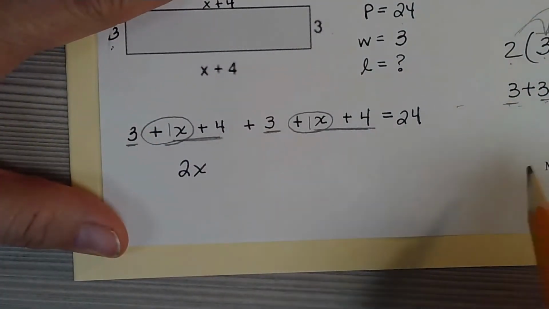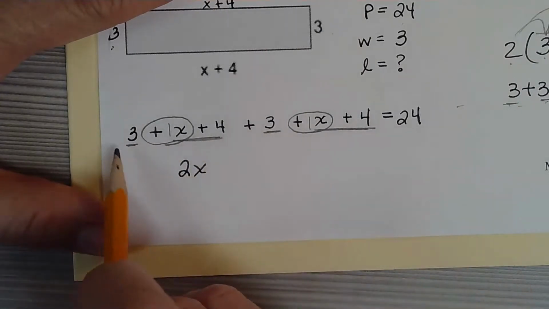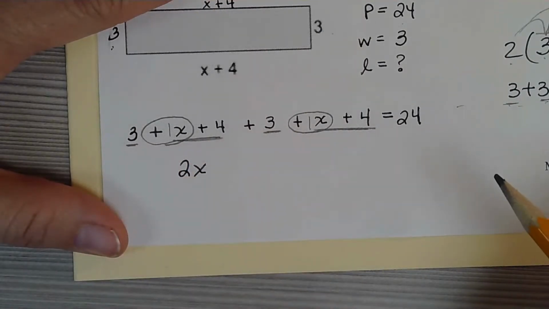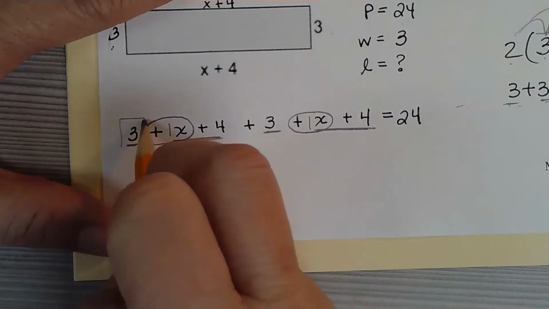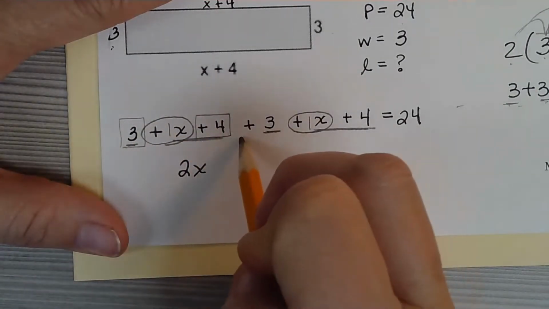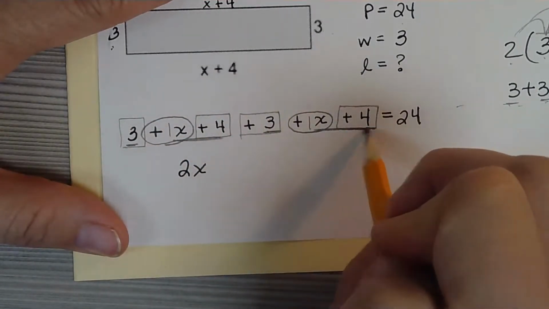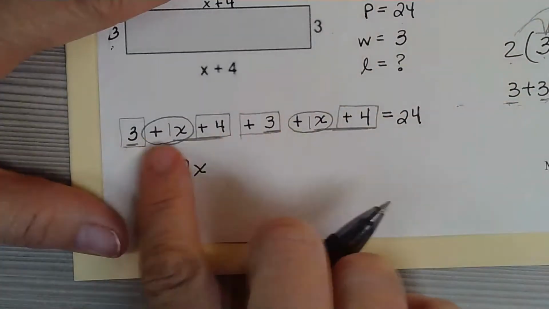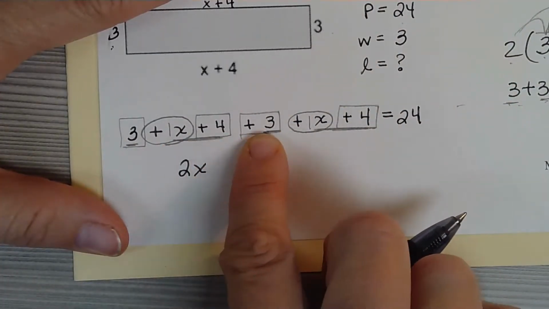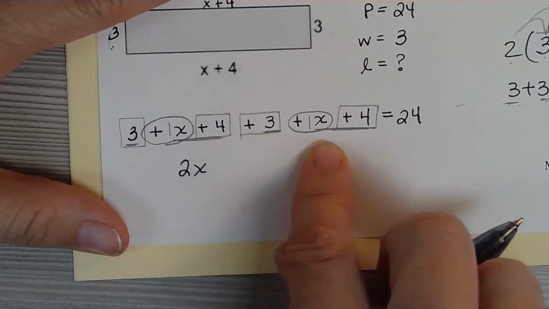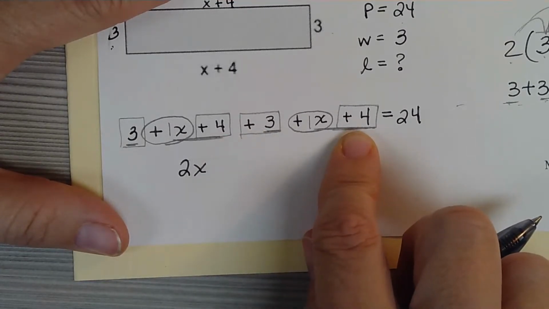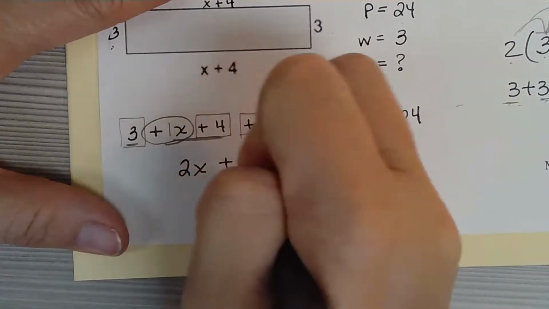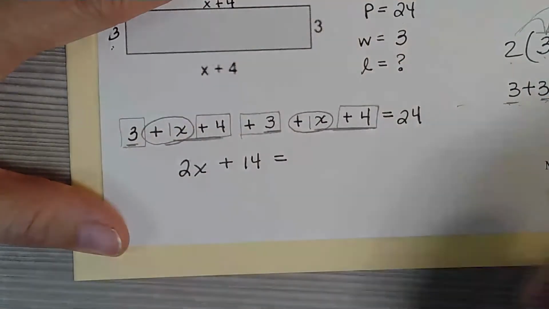Now let's combine our other numbers. Those other numbers that don't have variables are called constants. 3 plus 4 plus 3 plus 4. 3 plus 4 is 7, plus 3 is 10, plus 4 is 14. So plus 14 equals 24.